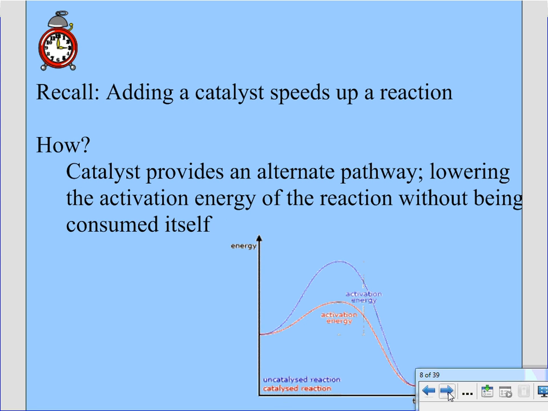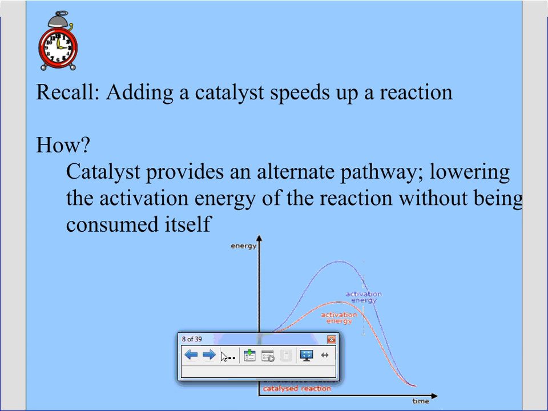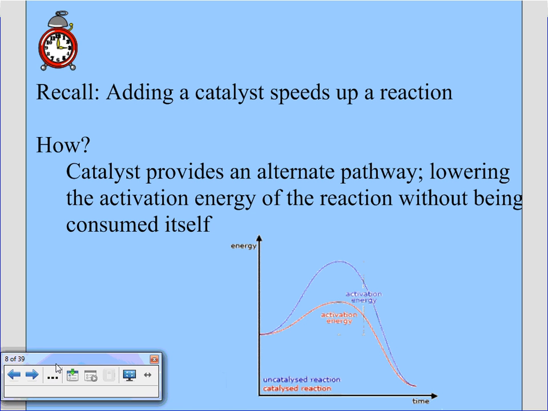Remember that adding a catalyst will speed up a reaction. How does it do that? The catalyst provides an alternate pathway for the reaction. And you can see this in this energy diagram, where the blue line is showing the difference between the reactants and the products in an uncatalyzed reaction. And the red line is showing the same reaction with a catalyst.